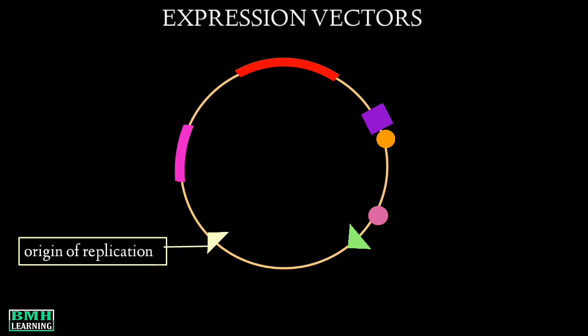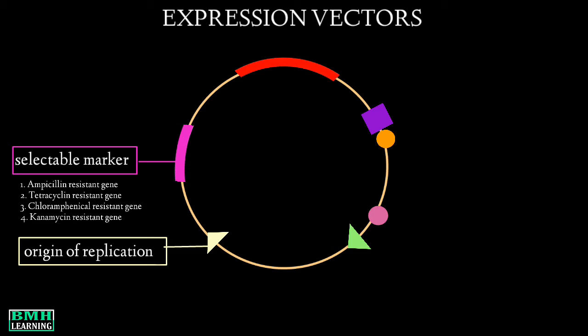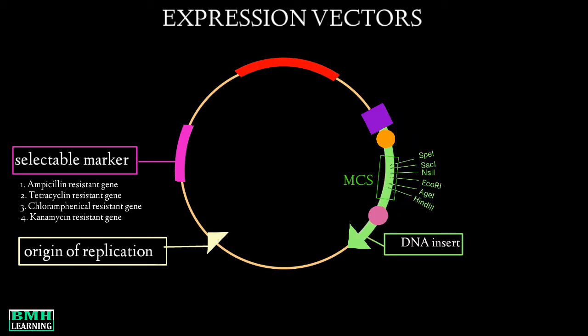First is of course the ORI, or the origin of replication, the sequences that allow their autonomous replication within the cell. Then we have the selectable marker, which helps in the identification of the transformed cells. These can be any of the being listed. Next element is the MCS, or multiple cloning site, also called as polylinker. It's a short segment of DNA which contains many restriction sites. The purpose of a MCS is that it allows a piece of DNA to be inserted into that region.